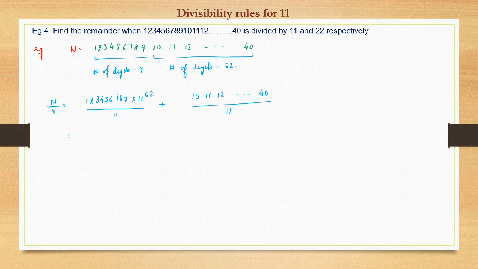Here we will do the alternate sum. Basically we check from the right hand side: 9 plus 7 is 16, 16 plus 5 is 21, 21 plus 3 is 24, plus 1 is 25. So it becomes 25 minus (2 plus 4 is 6, 6 plus 6 is 12, 12 plus 8 is 20). So minus 20 by 11 is the remainder here. And here it will be into minus 1 raised to power 62, which is 1.